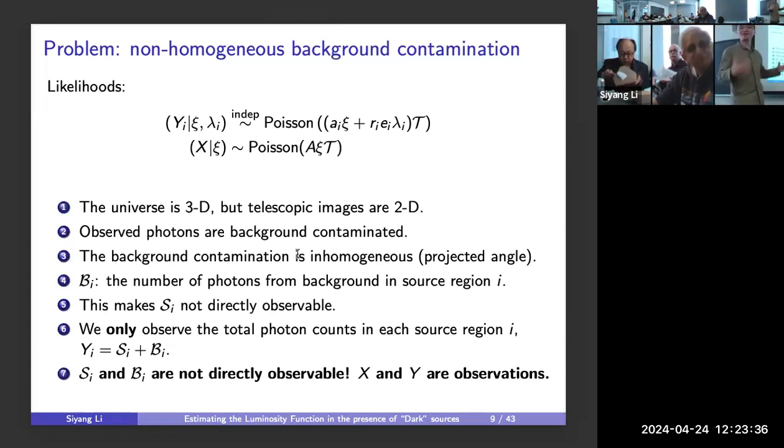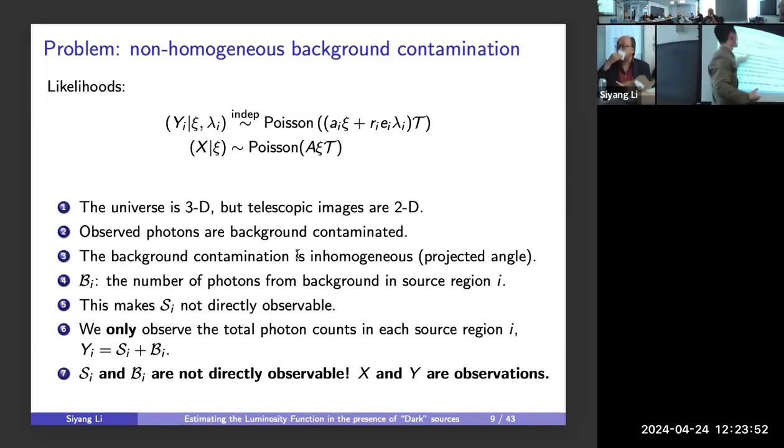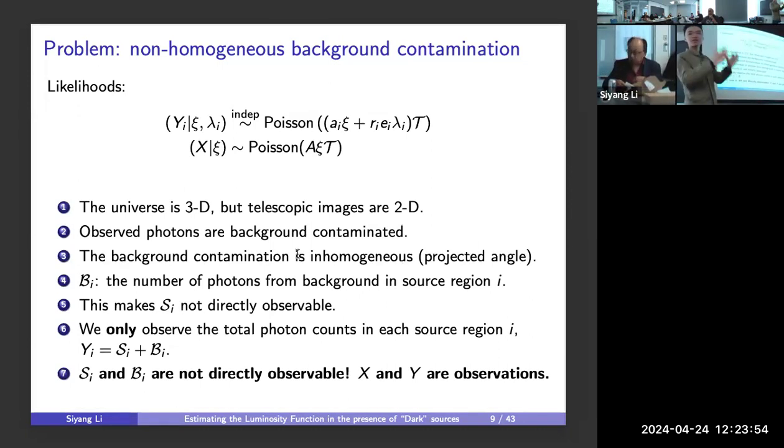I'm just introducing the structure here. From the detections of the pure backgrounds, we get some information on the contamination rate parameter, and then we use a mixture of this contamination rate parameter and the source rate parameter to model what we observe in each source region.